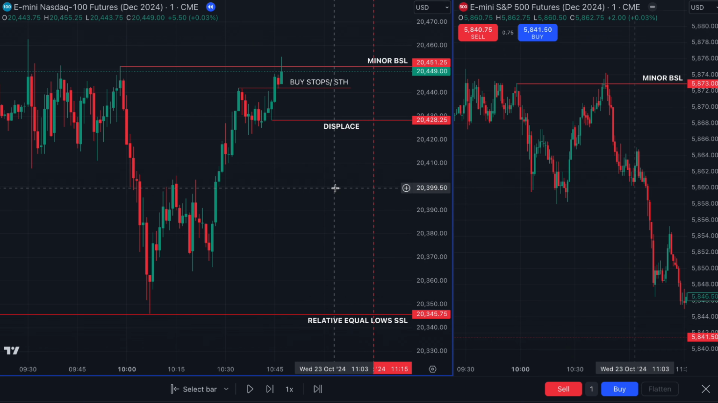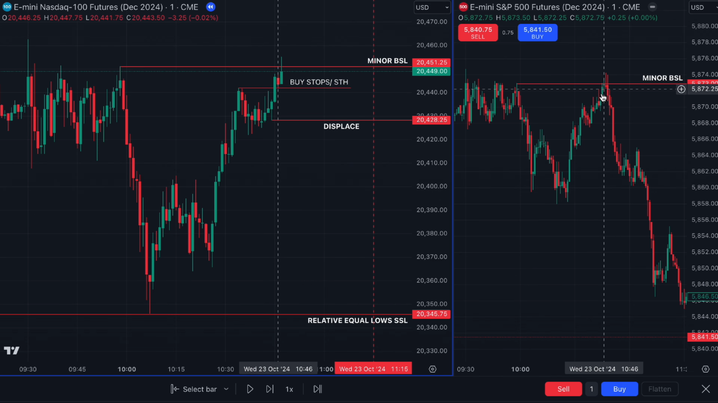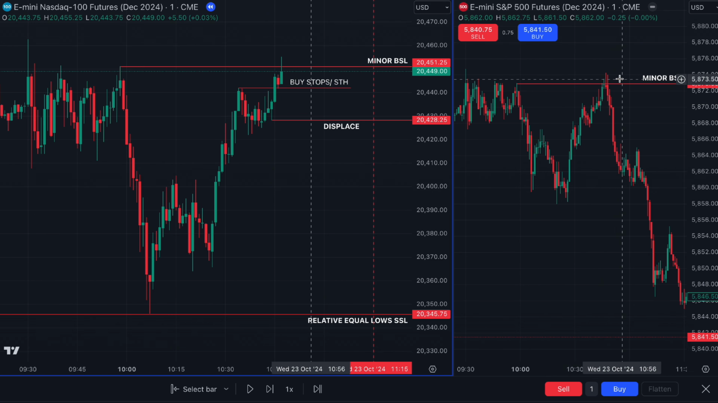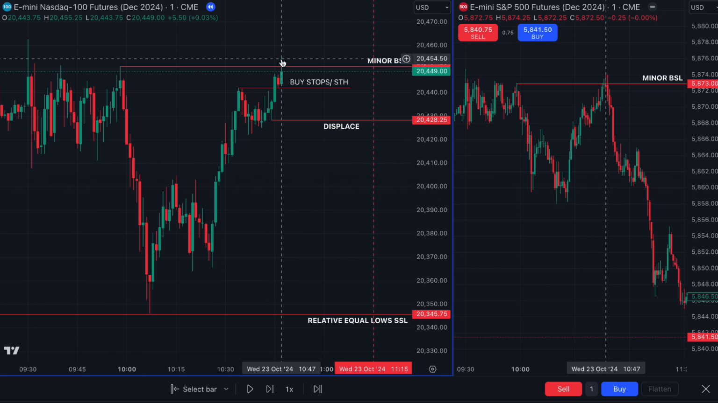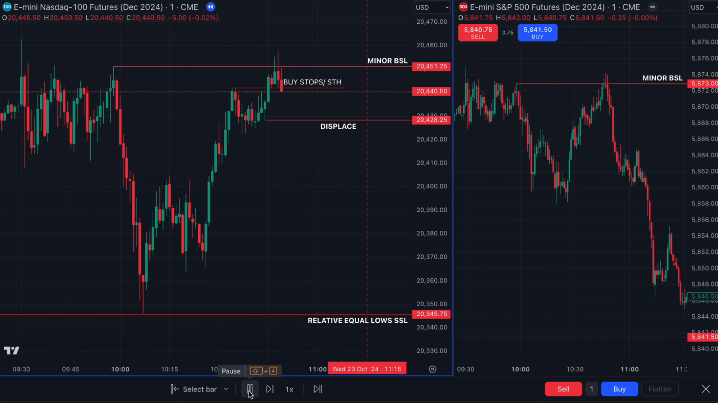So now let's anticipate a sharp displacement lower, and you can see here I'm unable to replay the chart for ES, but you can see here that ES has actually swept that minor buy side liquidity as well. So it's both correlated between the two pairs as of now. So now we'd anticipate that sharp displacement lower.